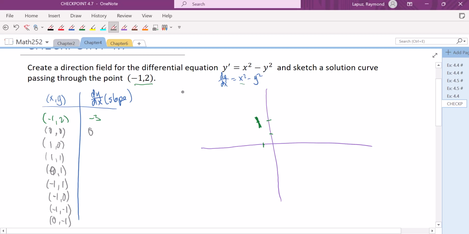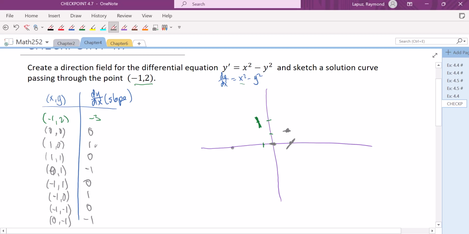0, 0 will give us 0. If x is equal to 1 and y is equal to 0, we get 1. If they're both equal to 1, you'll have 1 minus 1, which is 0. This is -1. This is going to be 0. This is going to be +1. This is going to be 0. This is going to be -1. So we'll have a bunch of slopes of zeros and ones, and -1. So at the origin, we get a slope of 0. At the point 1, 0, we're going to have a slope of 1. At the point 1, 1, we'll have a slope of 0.